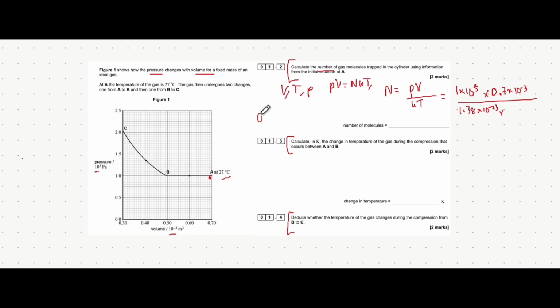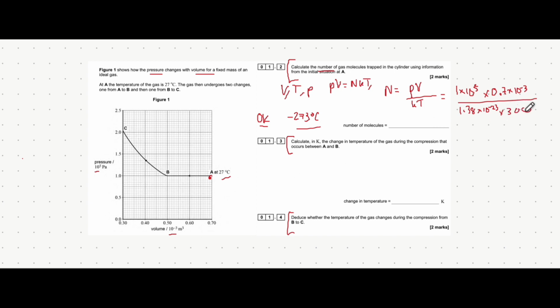In case you do forget that, just remember that 0 Kelvin is absolute 0, which is correlated to minus 273 degrees. And you'll know that the Kelvin is always 273 more than the number of degrees. 27 plus 273 will give you 300.